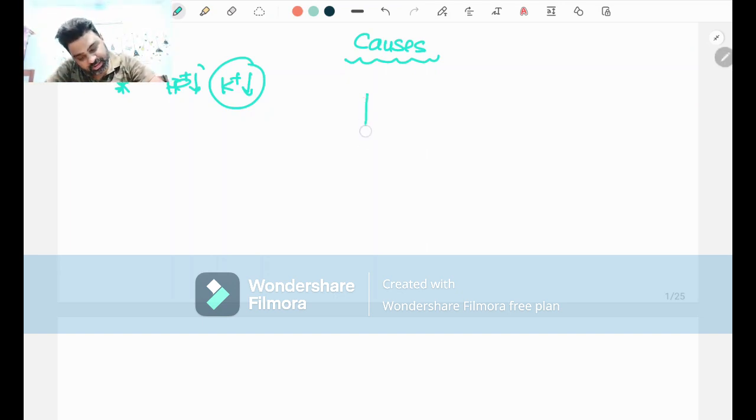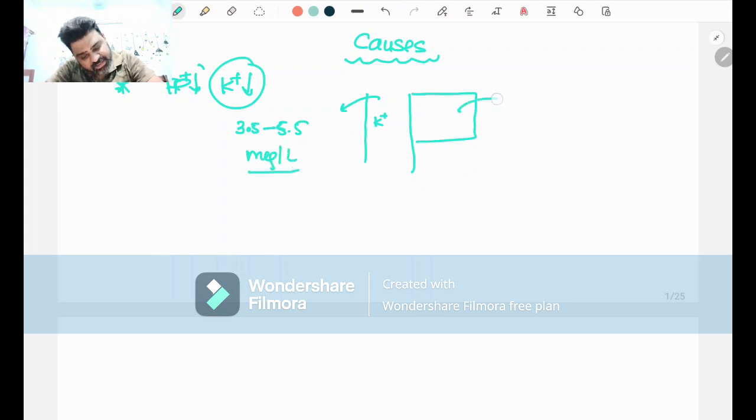Why? For example, if this is the blood stream, this is the cell, and the patient has hypokalemia. We know that outside the cell, that is in the blood, the potassium concentration is 3.5 to 5.5 milliequivalents per liter, and inside the cell the potassium concentration is 150 milliequivalents per liter. So intracellular potassium is very high, because potassium is cardiotoxic, so its extracellular concentration is low, but its intracellular concentration is very high.